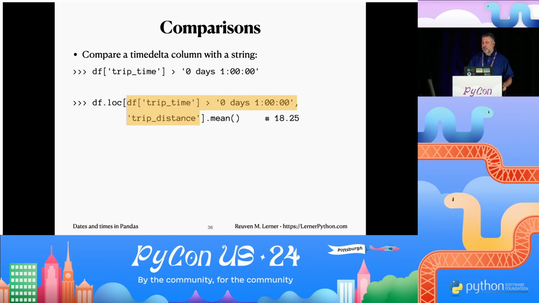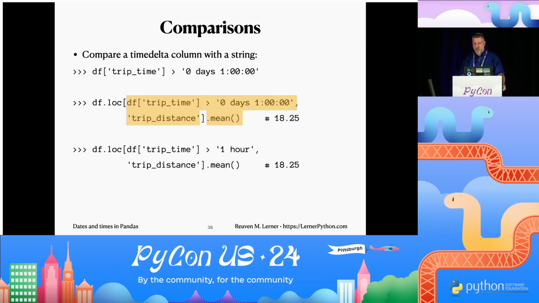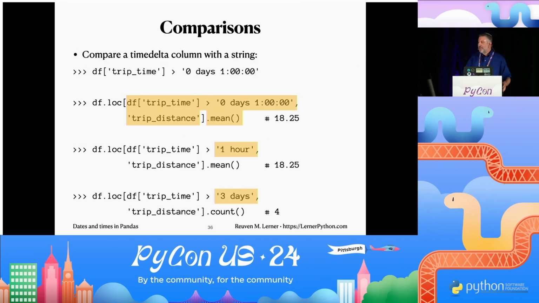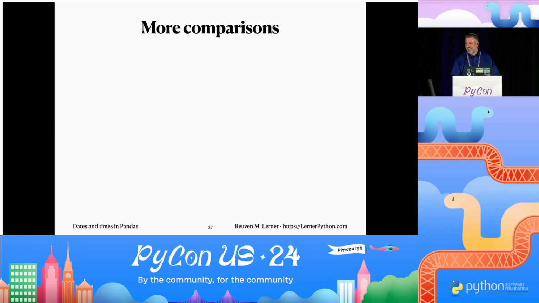But you know what? I can express that in a totally different way. I can say trip time is greater than 1 hour. Pandas is smart enough to take those sorts of strings and compare them. It knows what to turn them into. And so I can even do something else. I can say, tell me, how many trips took longer than 3 days? And the answer is 4. Wait, what? We're going to get back to that.